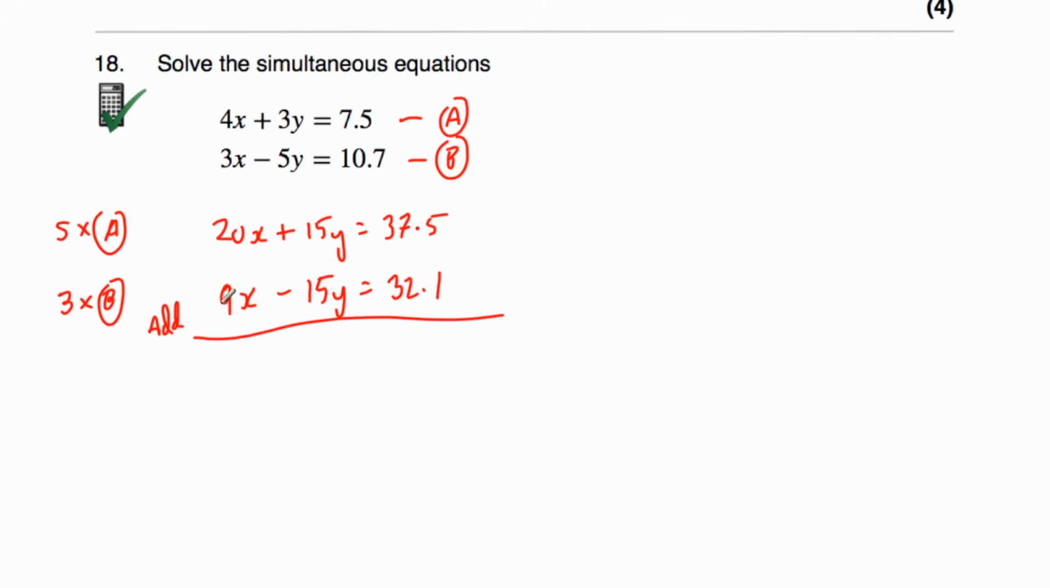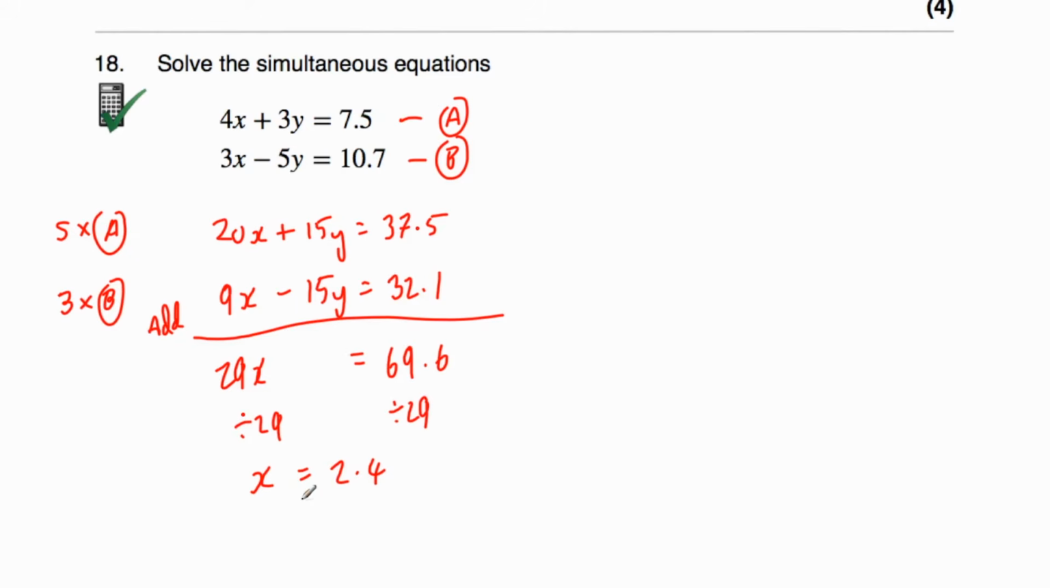So 20x add 9x would be 29x. 15y add minus 15y, well that would be 0. And then 37.5 plus 32.1 would be equal to 69.6. Now we know 29x is equal to 69.6. If we divide by 29 and divide by 29, we should then hopefully find out what x is. And then x would be equal to, and if we divide 69.6 by 29, that's equal to 2.4. So x is equal to 2.4.